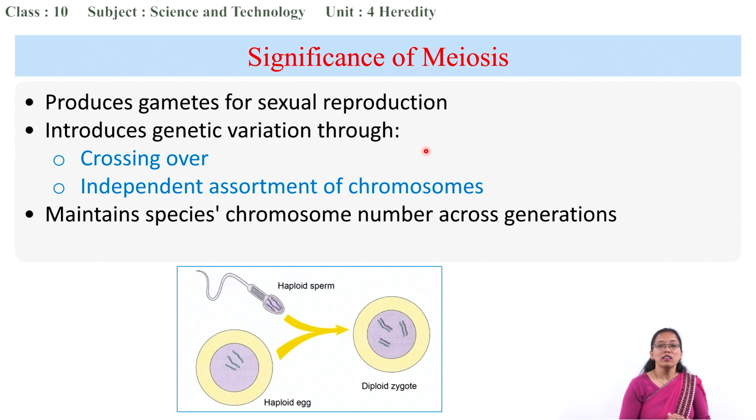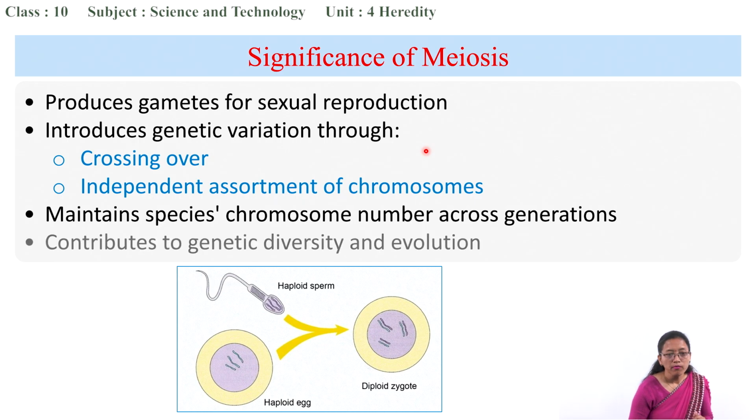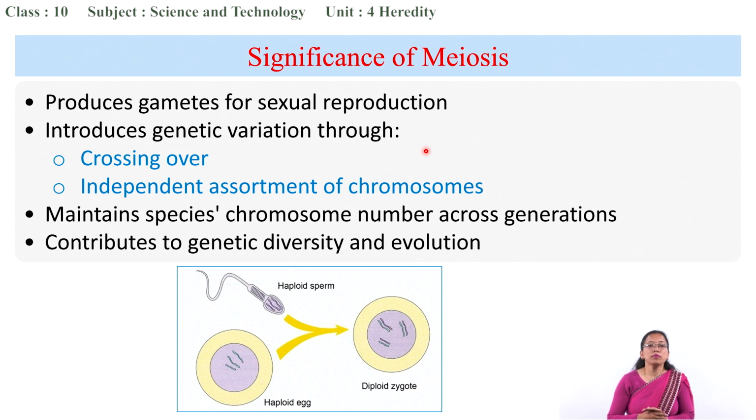It helps in maintaining the species chromosome number in the various generations by forming the haploid number of chromosomes in the gametes. It contributes to genetic diversity and evolution. Due to crossing over, new characteristics are seen. Because of that, it maintains the genetic diversity, and slowly and steadily it helps in evolution. Because of this genetic diversity, generation to generation new characteristics will be formed, and in a long duration it will form new organisms.